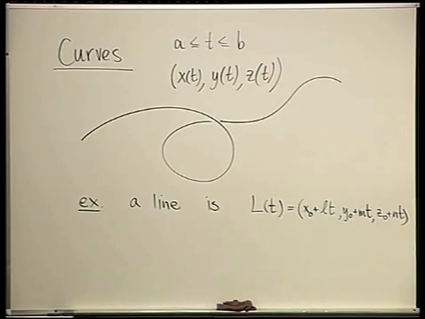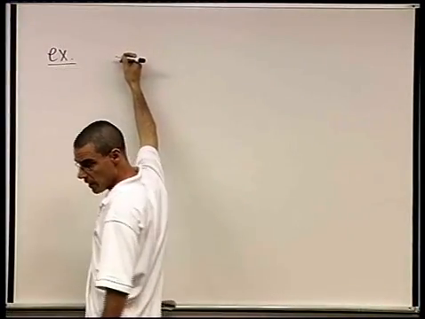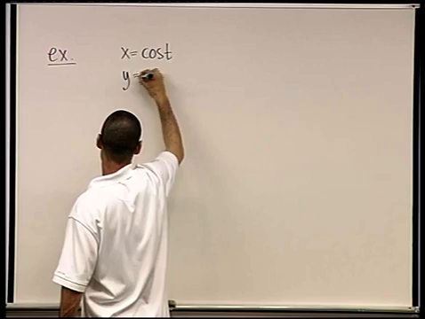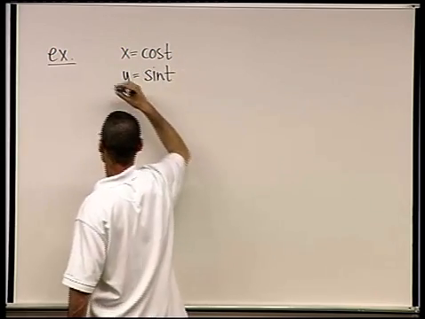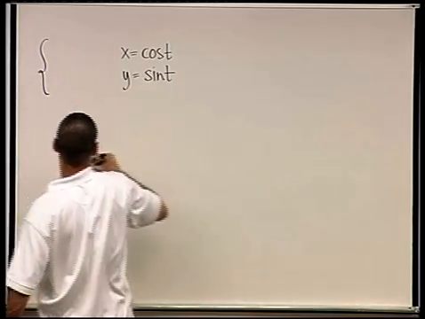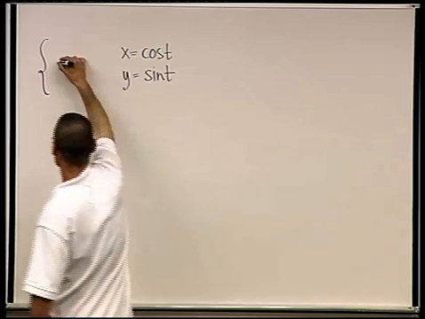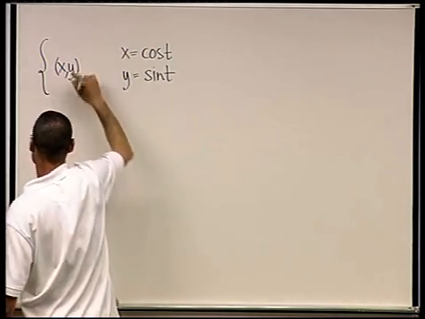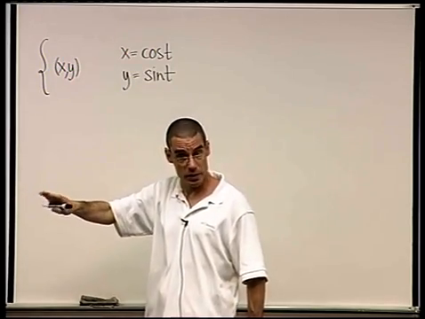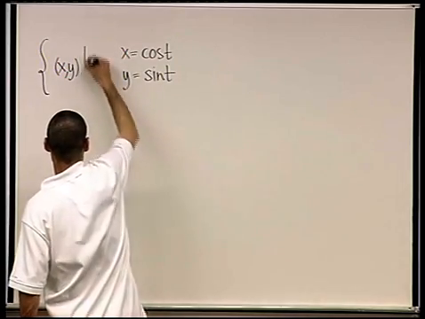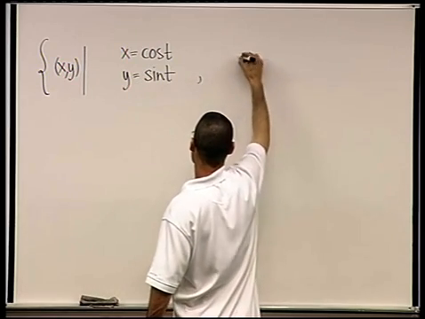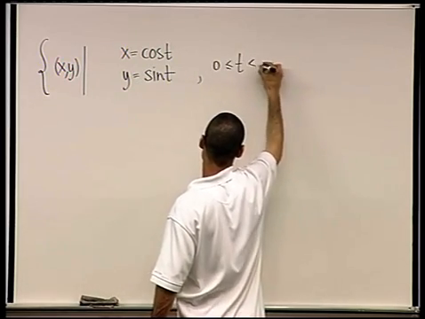So for example, look at all the points where x equals cosine of t, y equals sine of t. So maybe let's write it like this. The set, this is the notation for a set, right? The set of all the points x, y, so this is going to be a curve in two-dimensional space, a curve in the plane, a planar curve, such that x equals cosine of t, y equals sine of t, and t ranges between 0 and, let's say, 2 pi.